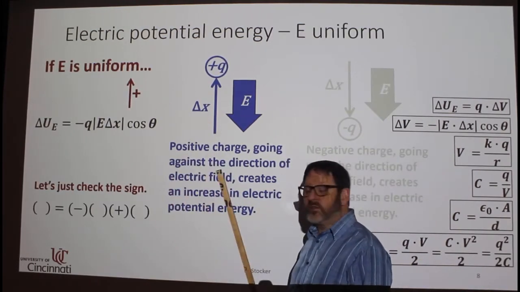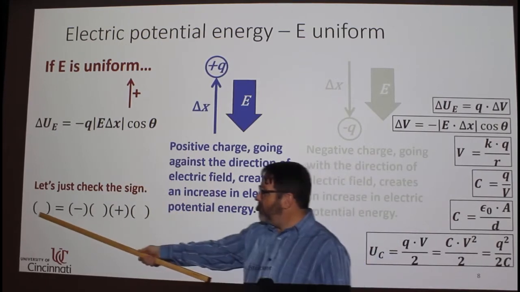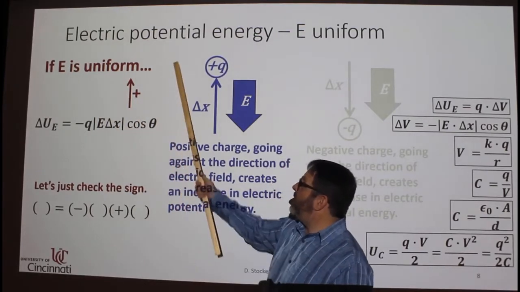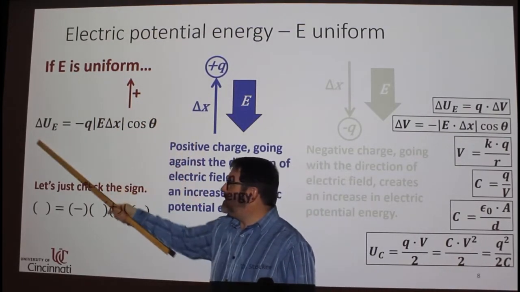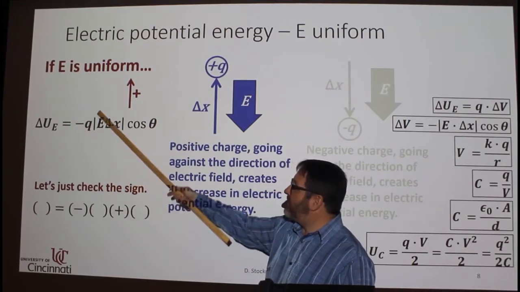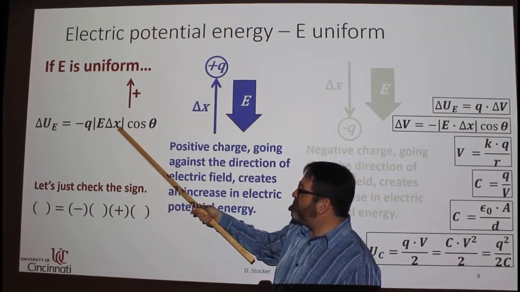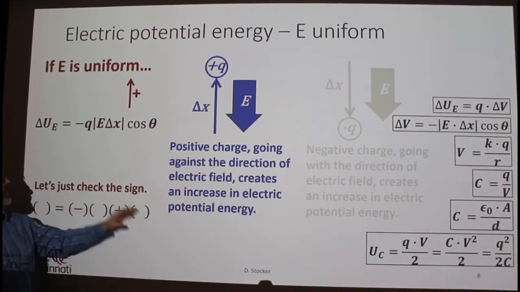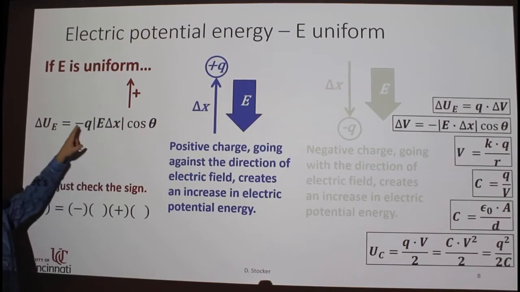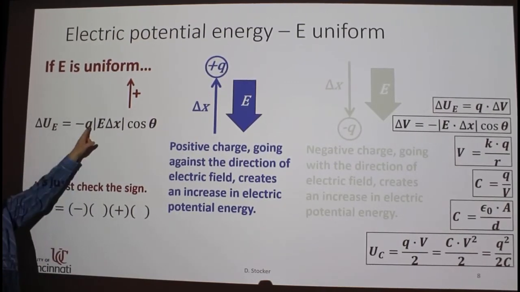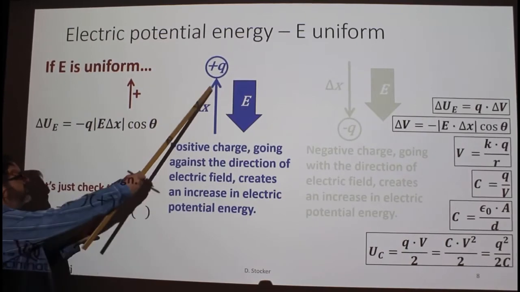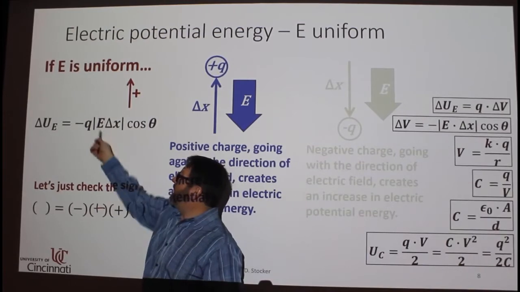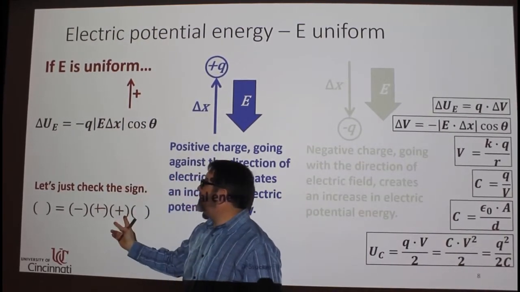Now what we just talked through, let's see if we can do that mathematically. We're going to just check the sign. So if E is uniform, upward is the positive direction. We know the change in potential energy is minus Q times absolute value E delta x cosine theta. So here I'm just trying to check the sign of these various components. I've brought the negative down. The Q in this case is positive. This is in an absolute value sign, so that is also positive.